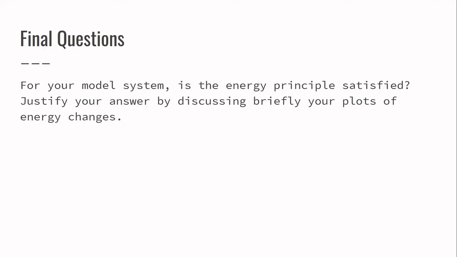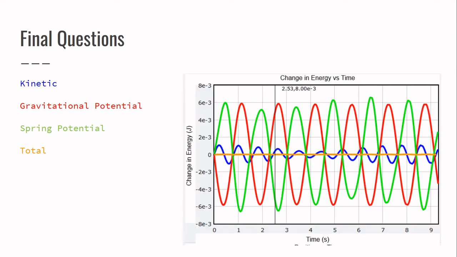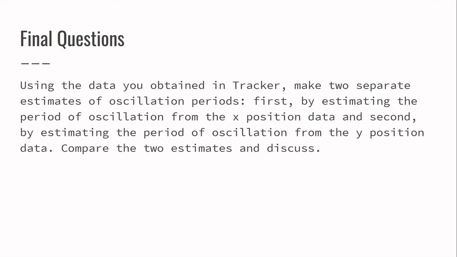Now, looking at the final questions. This first question asks us to determine whether the energy principle is satisfied. As the kinetic, gravitational potential and spring potential energies sum to a constant value, shown by the orange flat line, the energy principle is satisfied.